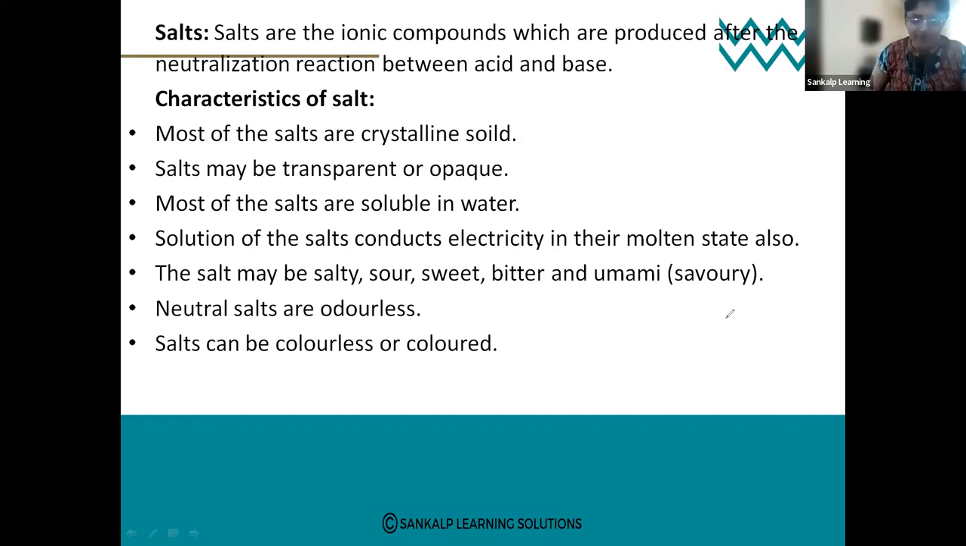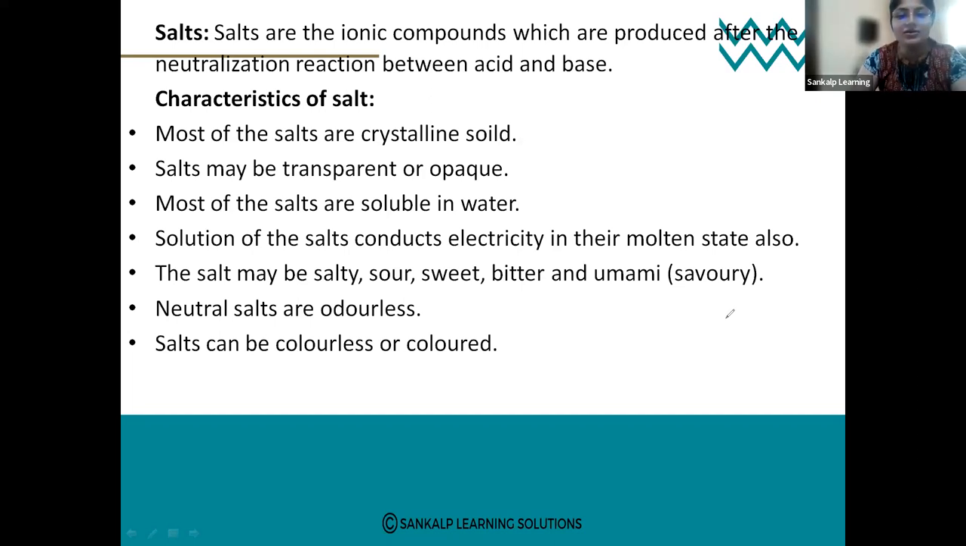Most of the salts are crystalline solids, so they will be in the form of crystals. Salts may be transparent or opaque. The salts which are crystalline in form are transparent. You can see the sugar crystals and thicker salt crystals, they are transparent. And most of the salts are soluble in water.